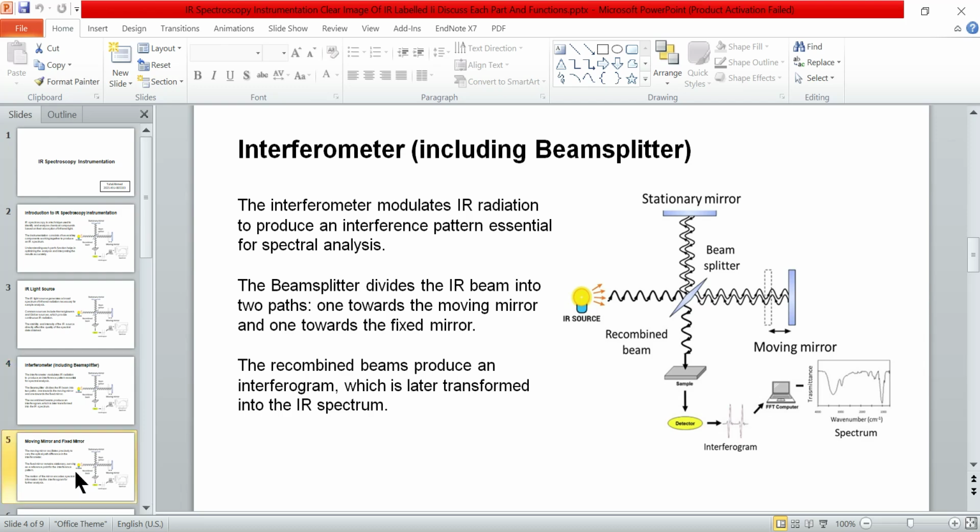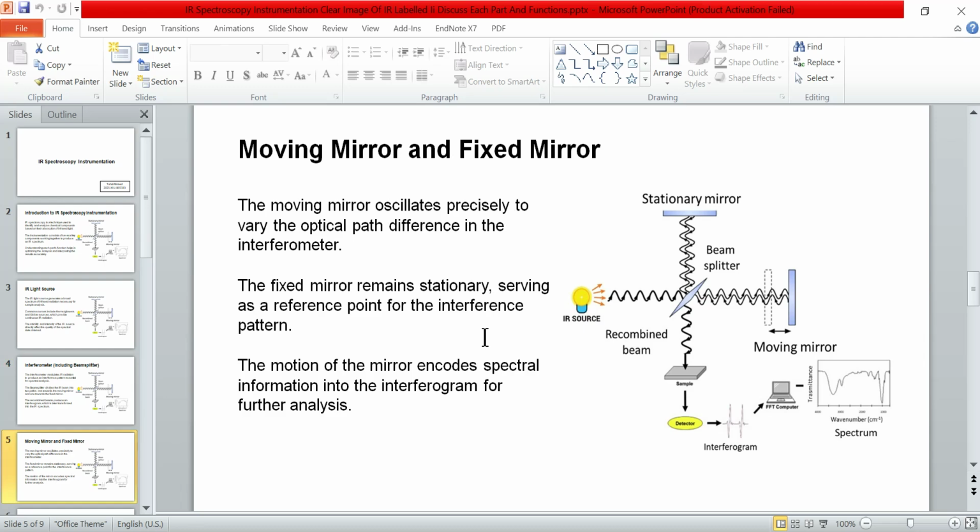After that, we will discuss the moving mirror and the fixed mirror, which are also shown here in the diagram. One is the stationary mirror and the other is the moving mirror. The moving mirror can move in a to-and-fro motion, and the stationary mirror is fixed and not moving.